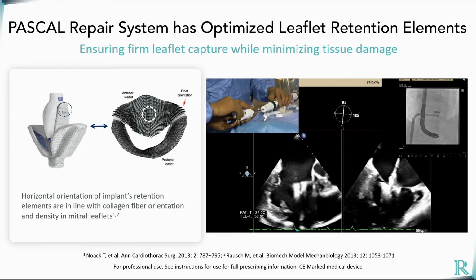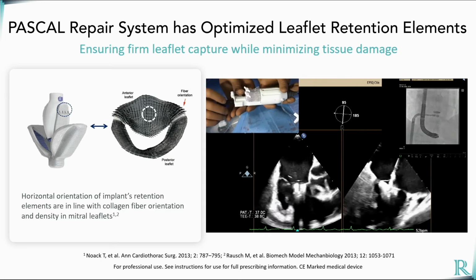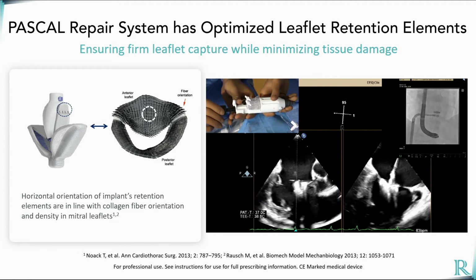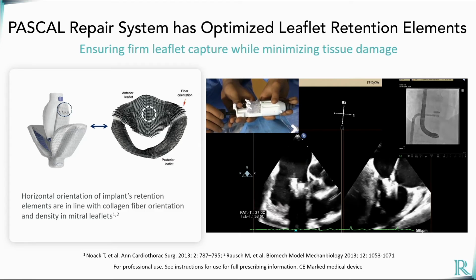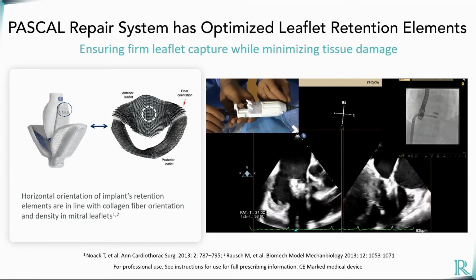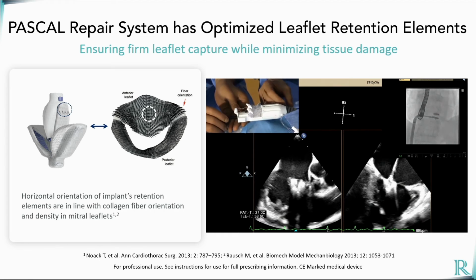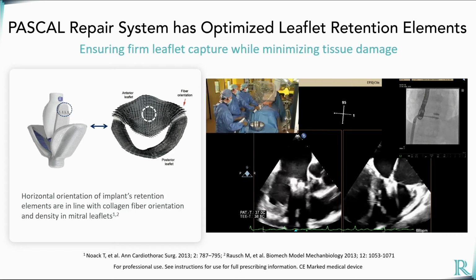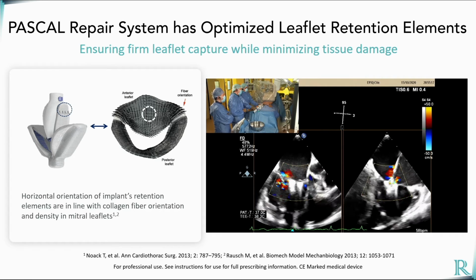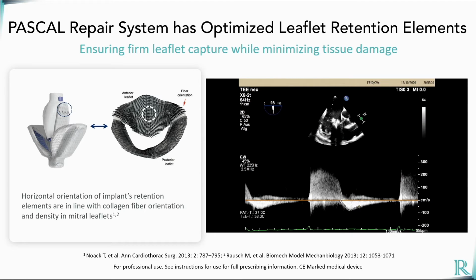And here you can see the second grasping attempt, but this also works for the third or the fourth. In general, these grasping attempts are very soft to the leaflets and do not cause any injury. And now you can see that with the second grasp, we have nice tension building up on the leaflets, indicating that there is sufficient leaflet in the device, and that's also supported by only mild residual TR.